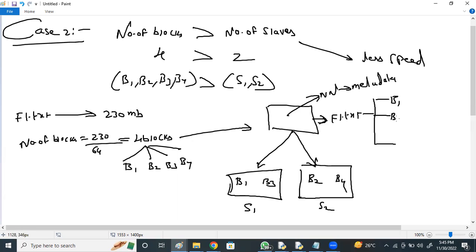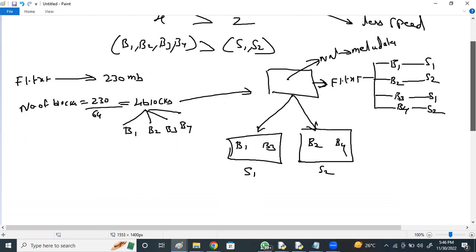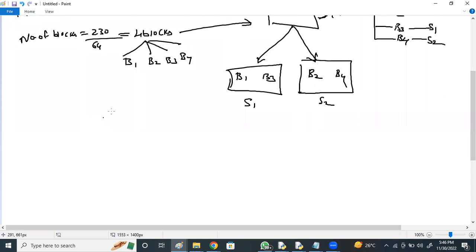B1, B2, B3, B4. B1 is stored by slave 1, B2 stored by whom? Slave 2. I want the sessions to be interactive, right? Keep responding. B3 in which one? Slave 1. B4? Slave 2. So 2 blocks in slave 1, 2 blocks in slave 2. That is how the data is distributed, right? If you have 40 blocks and only 2 slaves, 20 blocks in slave 1, 20 blocks in slave 2.